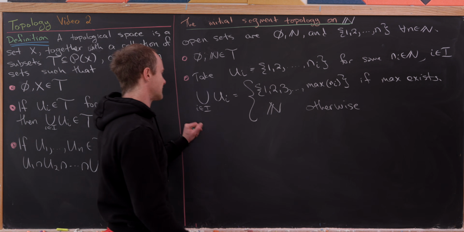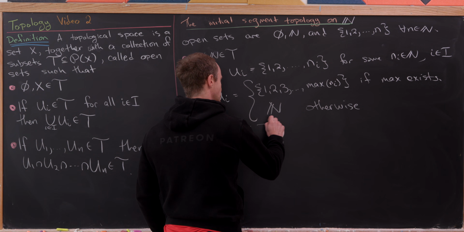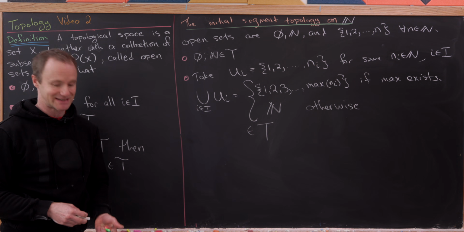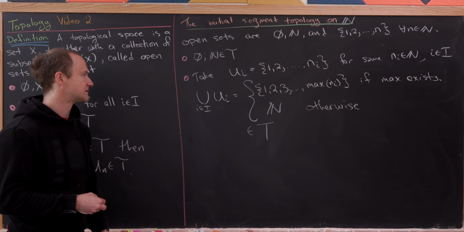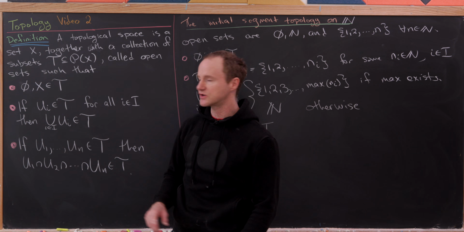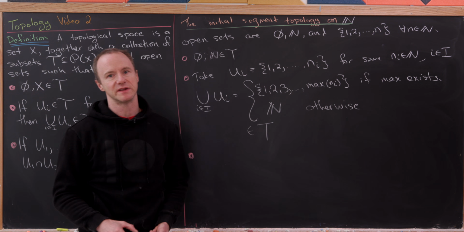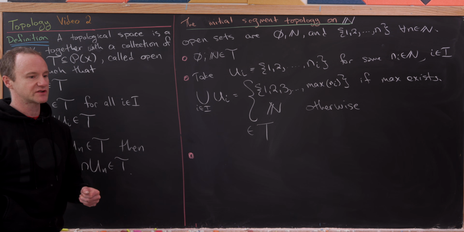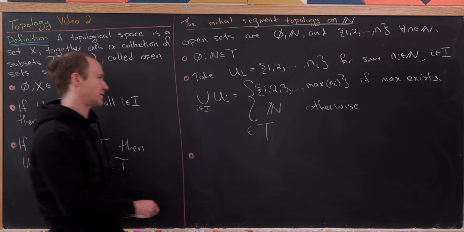But now let's observe in both of these cases, the union is an open set. So in both of those cases, it is in our set T, our collection of open sets. Okay, so now we're going to show that the intersection of finitely many open sets is open, but by our observation, we only need to show that the intersection of two open sets is open.